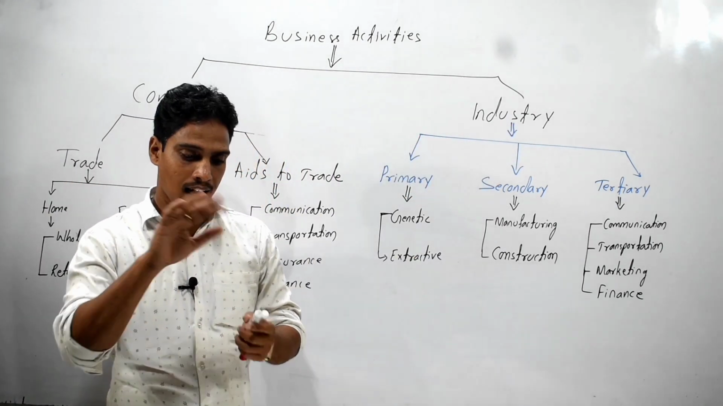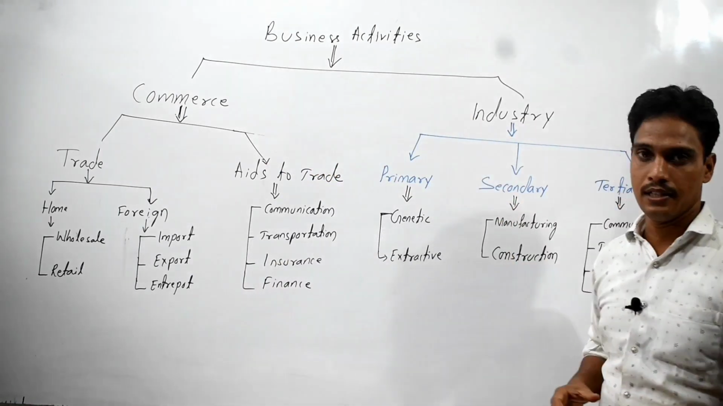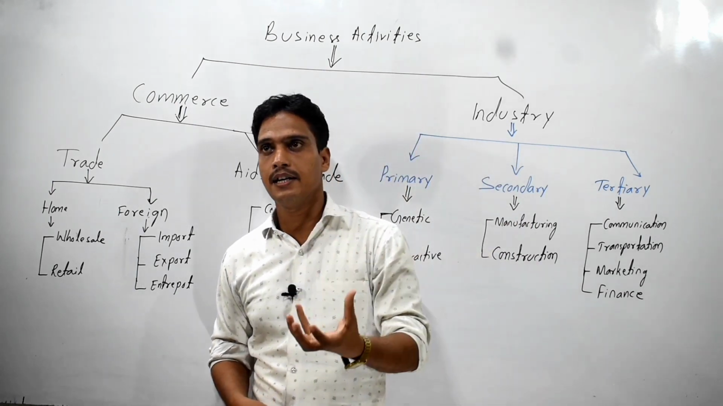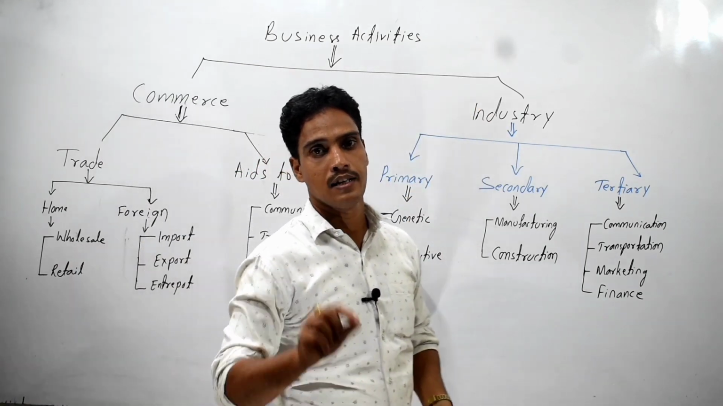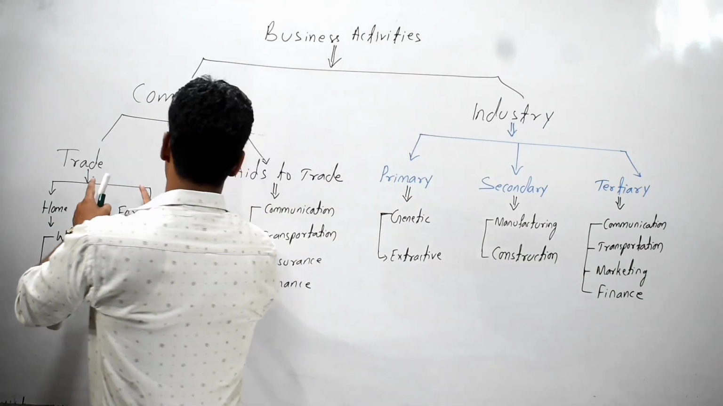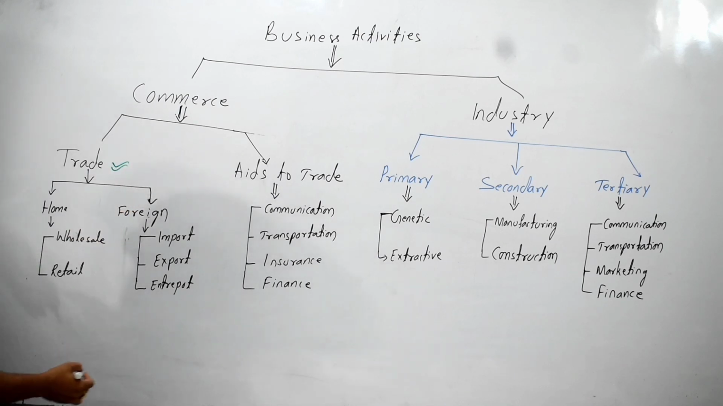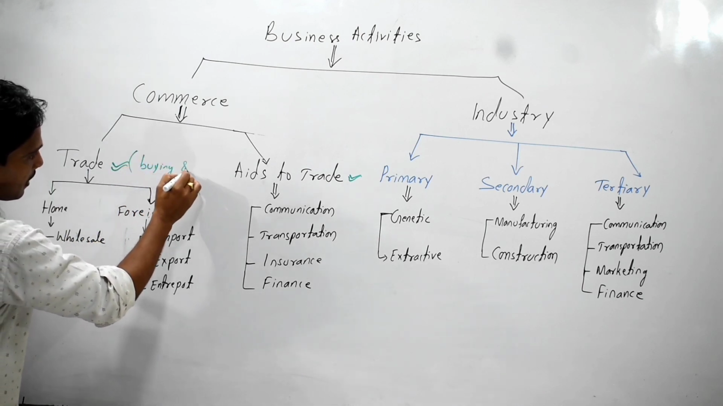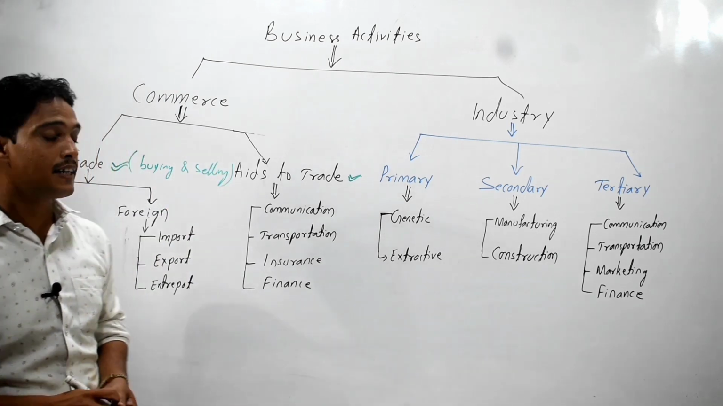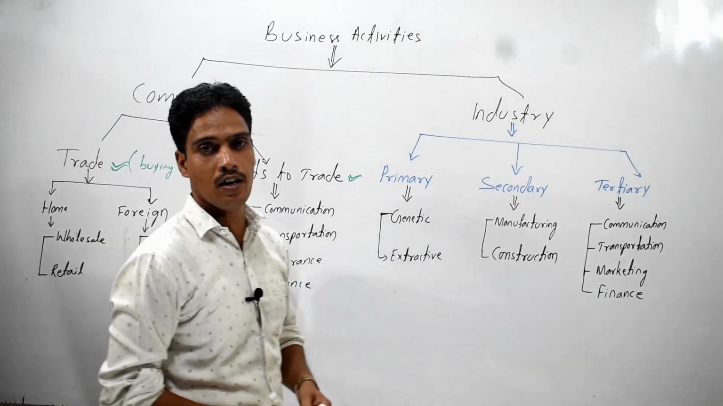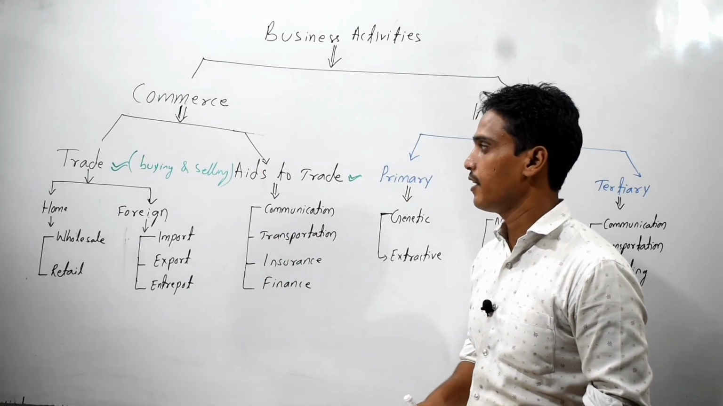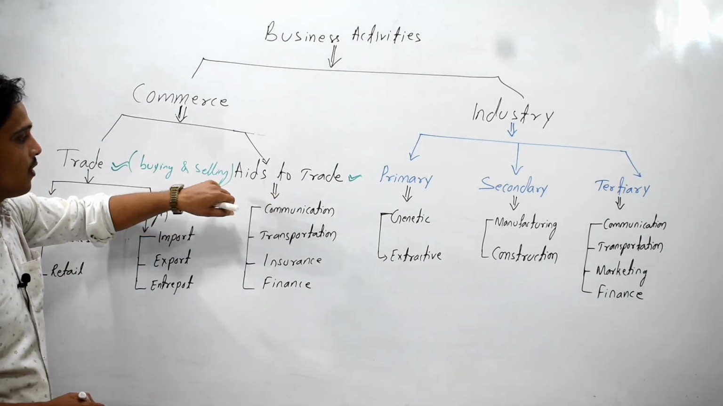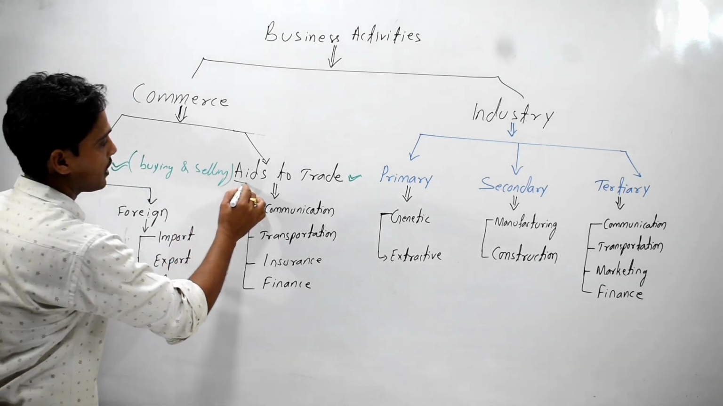Whereas industry is the another kind of business activities which is concerned with production of goods and services, or the place which is concerned with converting raw materials into finished product is called industry. The commerce is divided into two types. That is, one is trade and another one is aids to trade. Trade means the buying and selling activities. The activities which is concerned with buying and selling of goods and services for earning profit is called a trade. The activities which help or facilitate the trading activities, that is called our aids to trade.